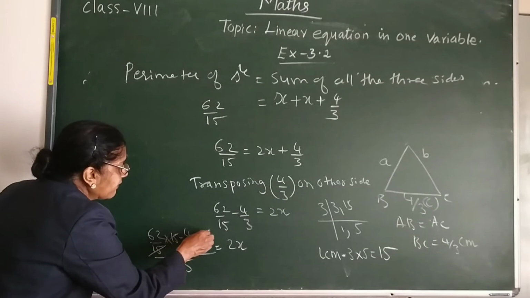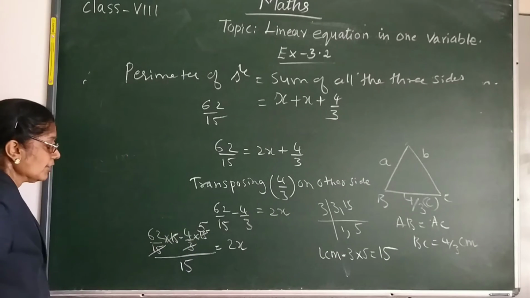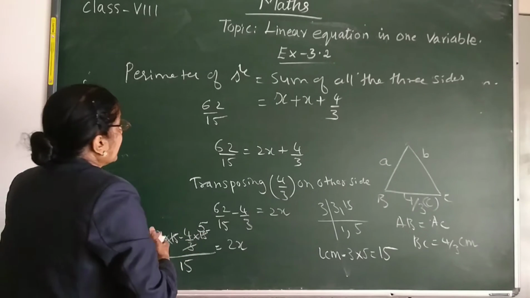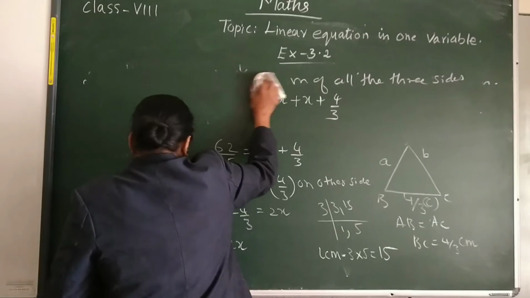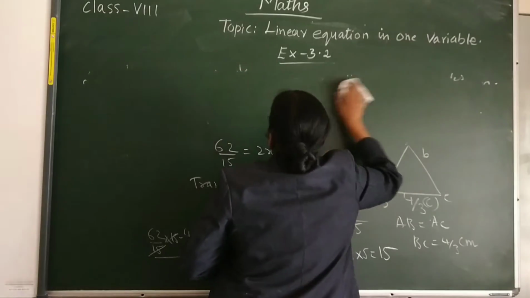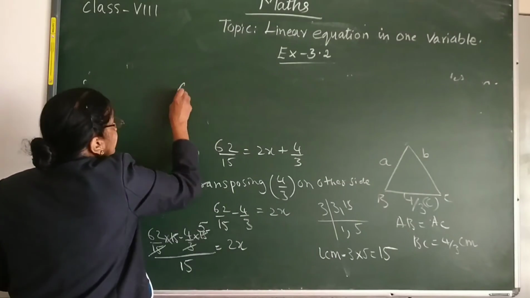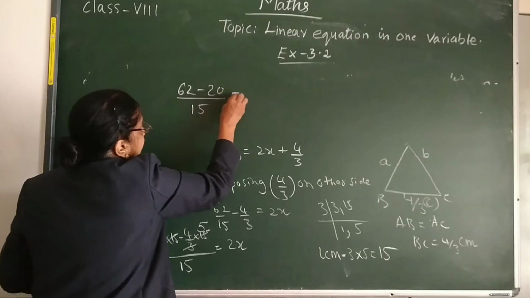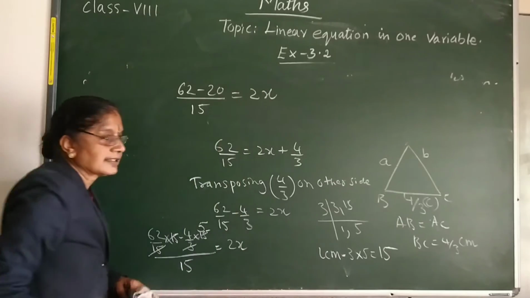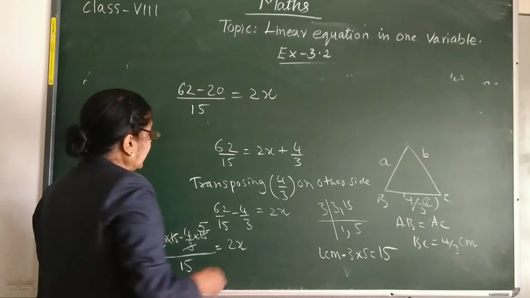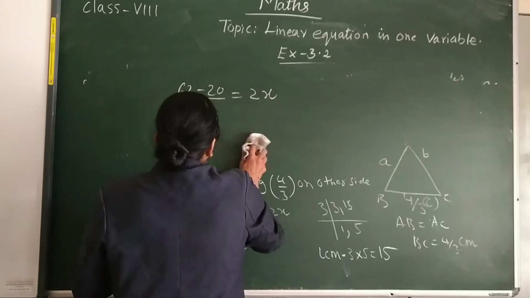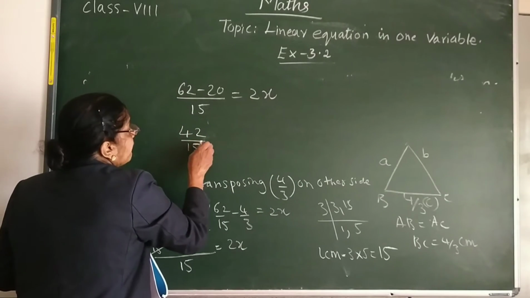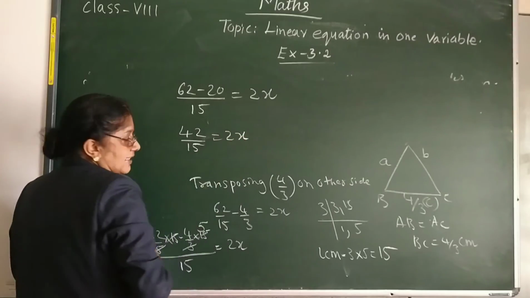15 cancels, 3 ones are 3, 3 5s are 15. So how much did you get? 62 minus 4 into 5 by 15. How much is 62 minus? So what will we get? 62 minus 4 5s are 20 divided by 15 is equal to 2x. 62 minus 20. How much is 62 minus 20? 62 minus 20 is 42 divided by 15 is equal to 2x.